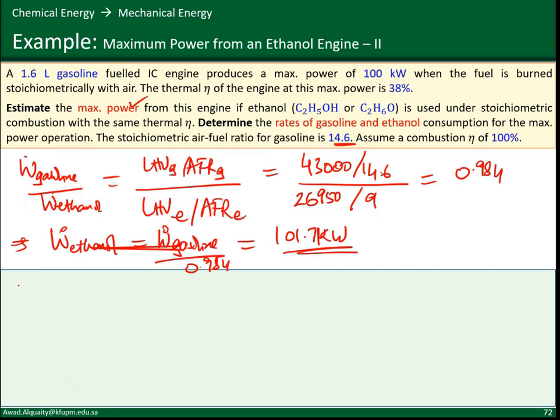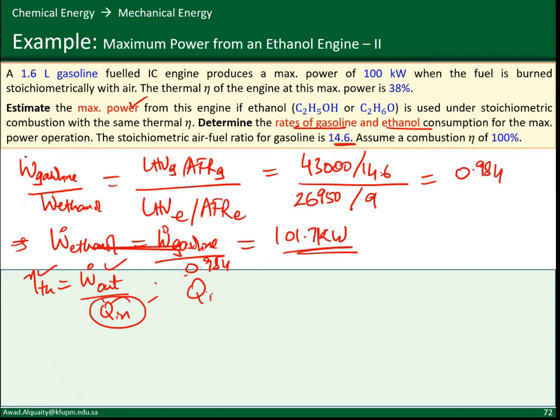Now, once you have the maximum power, we want to calculate what is the rate of consumption of gasoline and ethanol for this particular maximum operation. Now, when you look at the thermal efficiency, it's provided to us, and it is the net work output divided by heat input, right? For any engine. Now, work output is given to us for the same engine with different fuels. We need to calculate the heat input, right? And we know the thermal efficiency, and it is said that it's same for both.